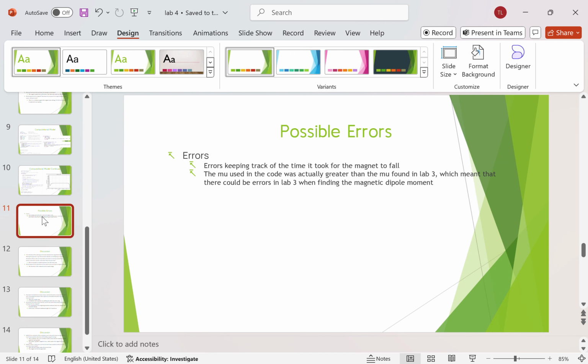Some possible errors that may be introduced are difficulty keeping track of the exact time it took for the magnet to fall. And also, the magnetic moment, or mu, used in the computational model was higher than the value measured in Lab 3, suggesting potential inaccuracies in earlier measurements.